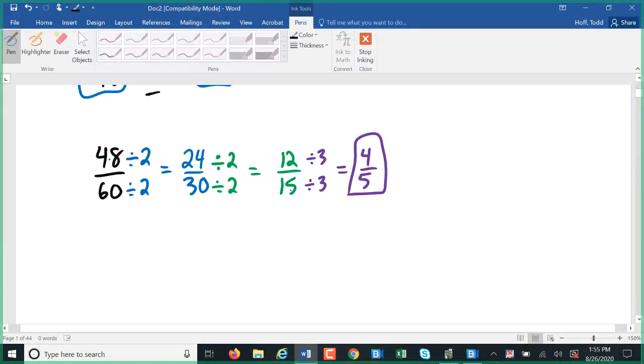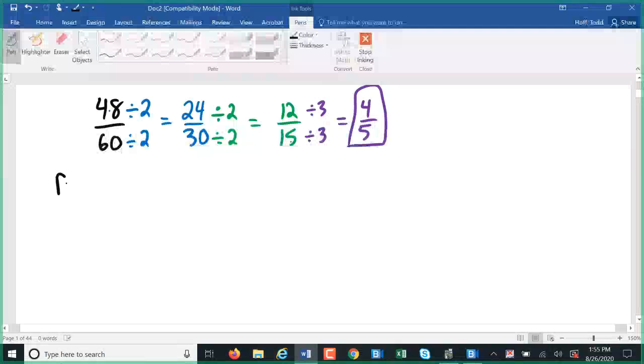I want to take a little bit of time here and talk about how do we know if a number is divisible by another number? Well, first of all, what does it mean to be divisible? Broken down into groups. Kind of. Divisible simply means to divide without remainder.